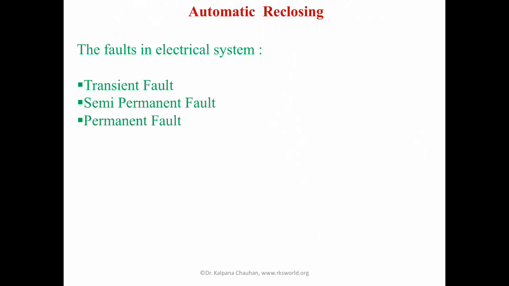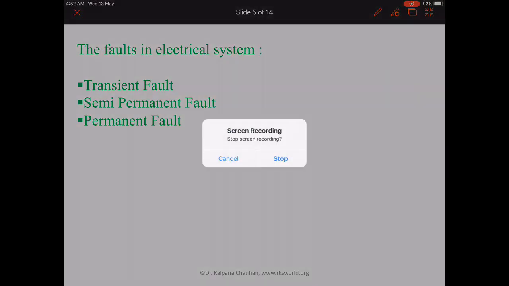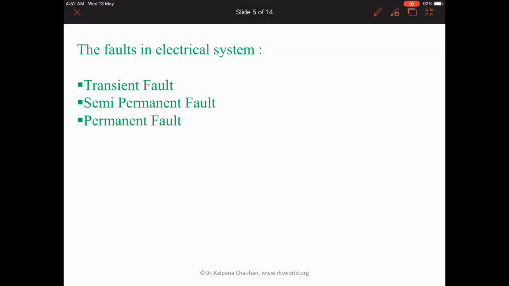Generally, we see the faults in electrical systems are transient faults, semi-permanent faults, or permanent faults. About 90% of faults on overhead lines are of transient nature. Transient faults are caused by lightning or external bodies falling on the lines. Such faults are always associated with arcs.